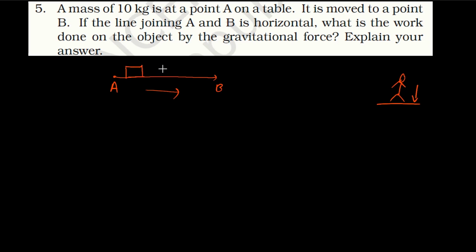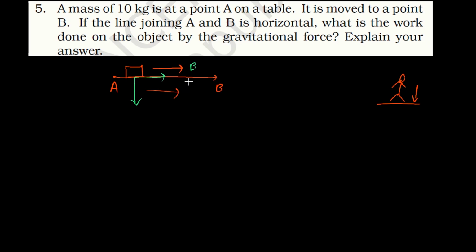If the object is here and it is moving in this direction, towards B, okay? So if there exists a gravitational force on the object, it will have a direction like that. That means this is the direction of the gravitational force and this is the direction of the object's motion.